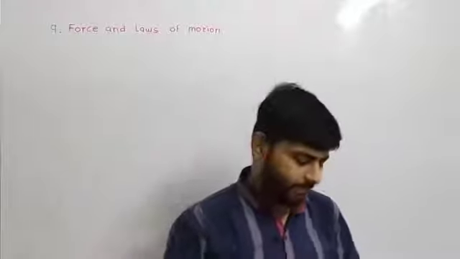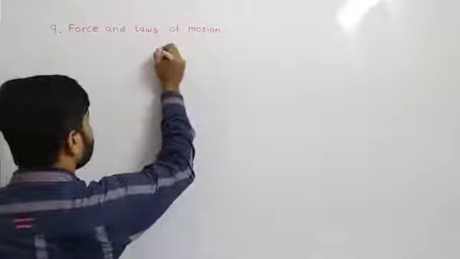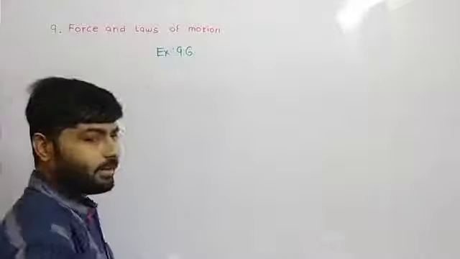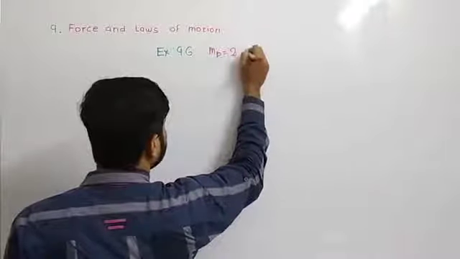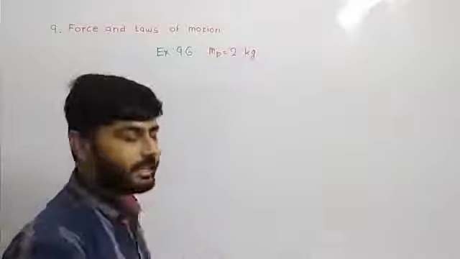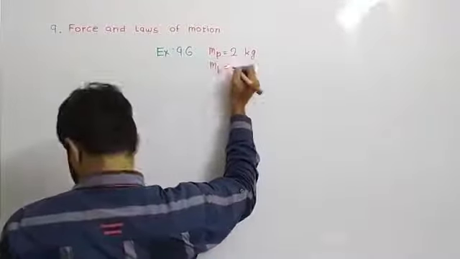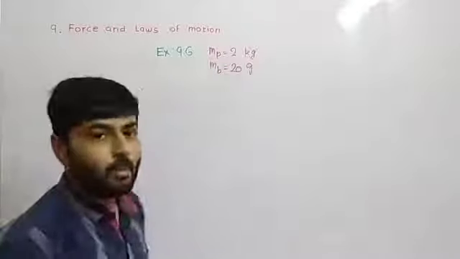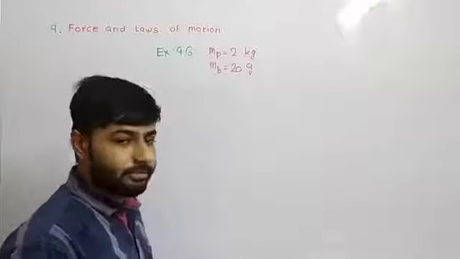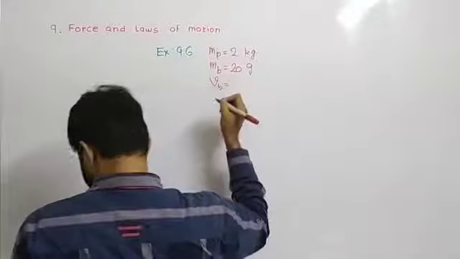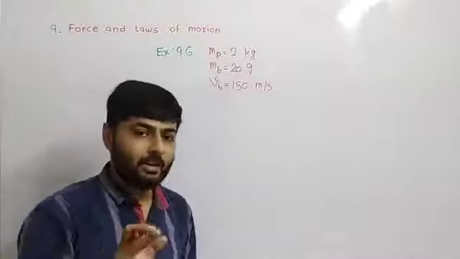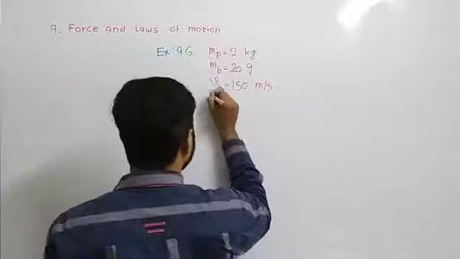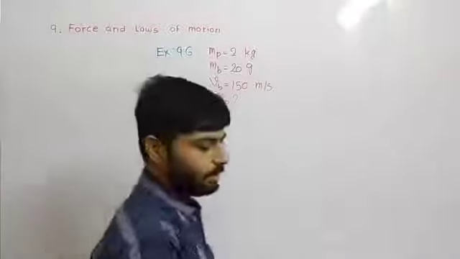So we have data given here. This is example number 9.6. We have one pistol with mass 2 kg. So I write the given data first. MP is 2 kg, the mass of the pistol is 2 kg. MB is 20 gram, the mass of the bullet is 20 gram. Velocity of bullet VB is equal to 150 meter per second. And what I have to find? The recoil velocity of the gun, or say pistol. So VP is equal to question mark.